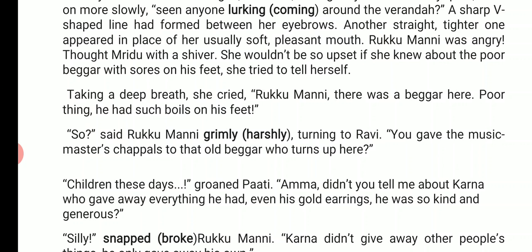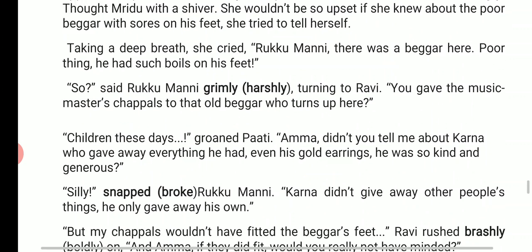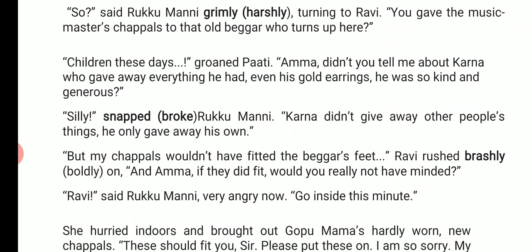"Amma, just think of that Karna, you know, what he used to do. He also gave all his things without thinking of ifs and buts. And even the gold that he was fearing to lose, he had already given to the people." "Silly," snapped Rukmini. "Karna did not give away other people's things. He only gave away his own." So now Rukmini said that Karna used to give things, but he only gave the things that belonged to him. He never used to give others' things to anyone.